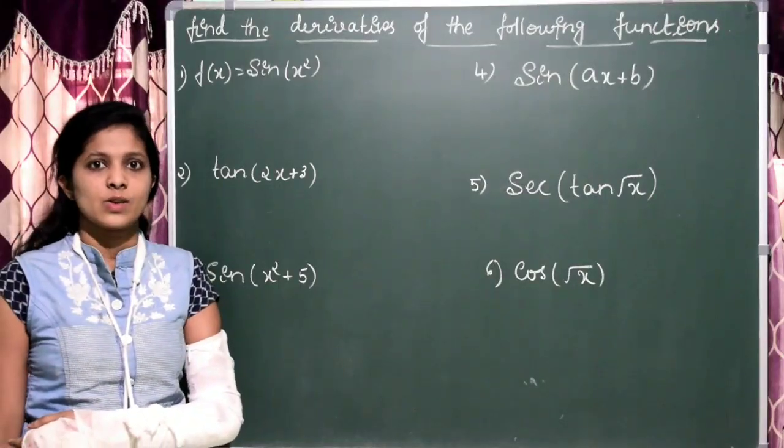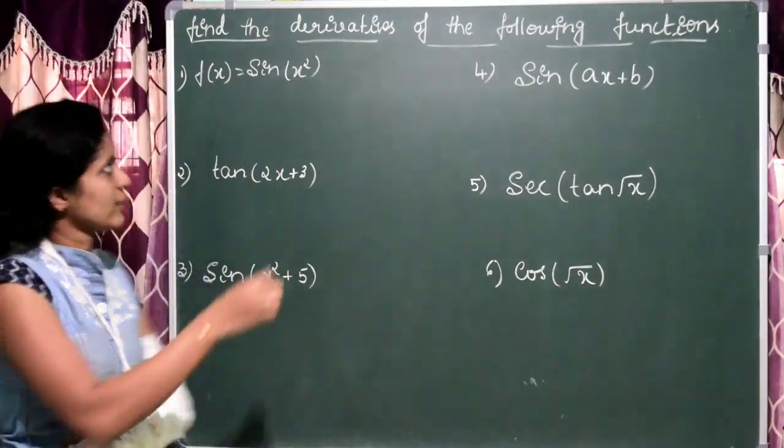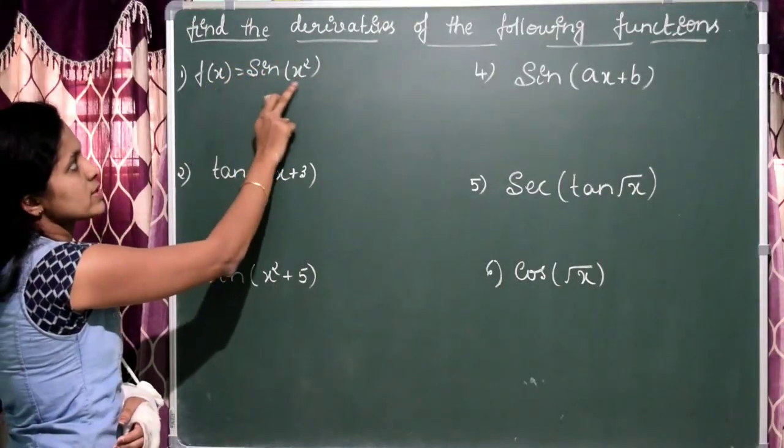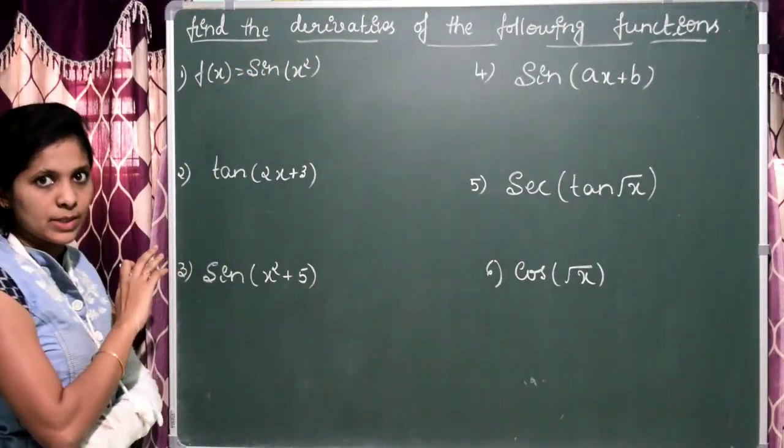Hello everyone, today we will solve some more problems based on the chain rule. Here I have written the problem. Find the derivative of the following function: f of x is equal to sin x square. Yesterday we solved a similar problem, right?